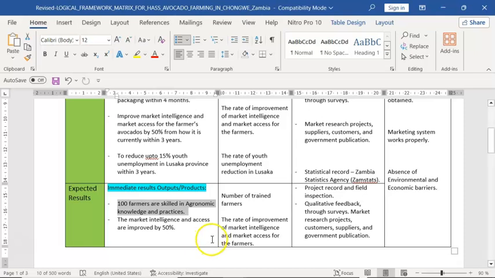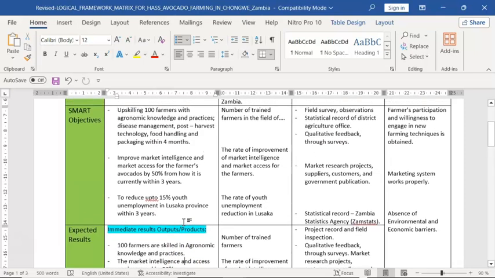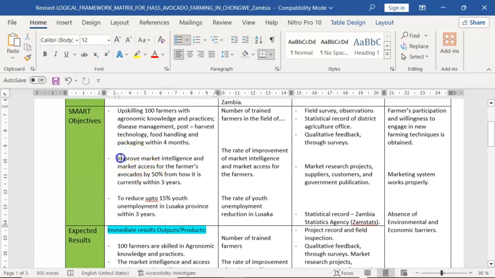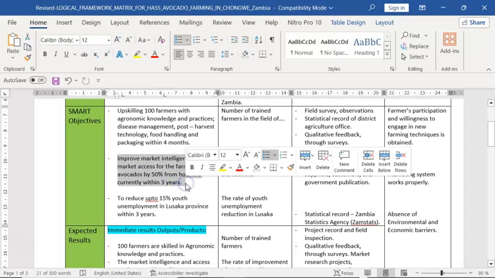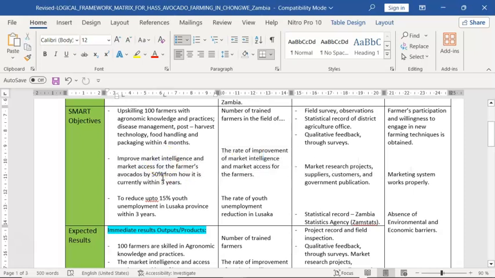Check the formulation, the tense which is used here. Are skilled. It's not that they will be skilled. No, they are already skilled. And this is what is expected after 4 months. It's like a state of being already, which is fulfilled or actualized. You understand? So here we talk about the second one, which was to improve the market intelligence by 50%, right?